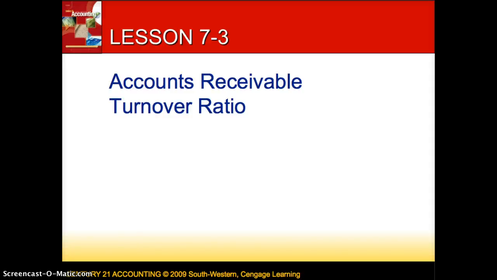This is lesson 7.3, accounts receivable turnover ratio. This is found on page 211 of your book. In this section, we are talking about the accounts receivable turnover ratio and the book value of accounts receivable.